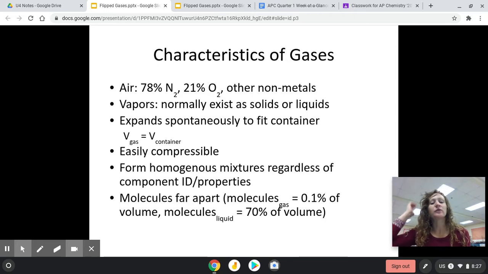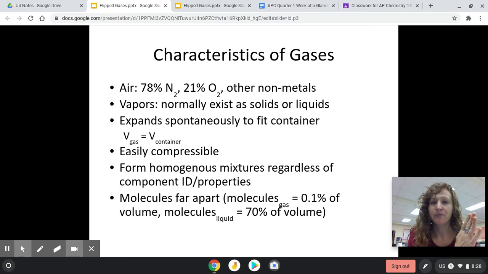Gases are going to form homogeneous mixtures. That means that the composition of the mixture, no matter what sample you take, is going to be the same. Homo means the same. So a homogeneous mixture means the composition is the same no matter where you take the sample. And this occurs no matter what you're mixing.